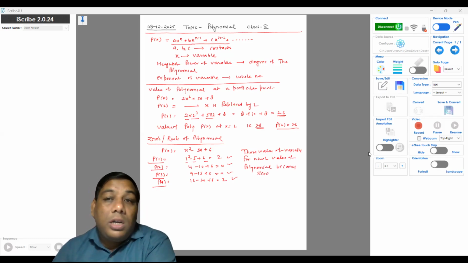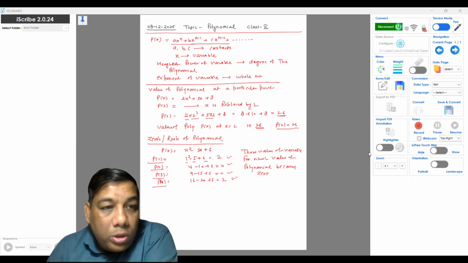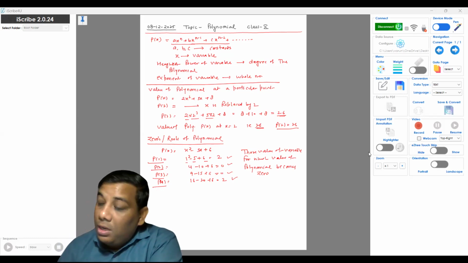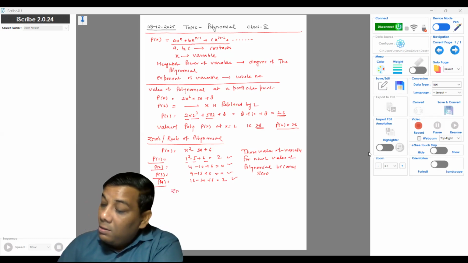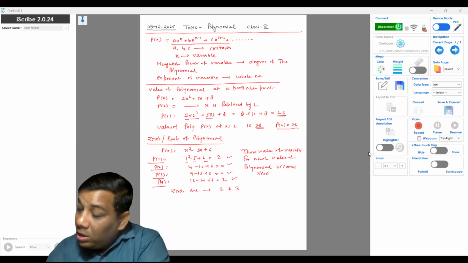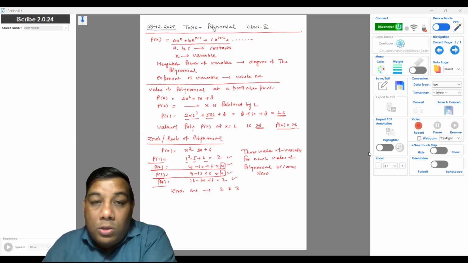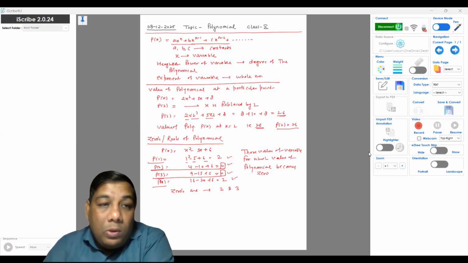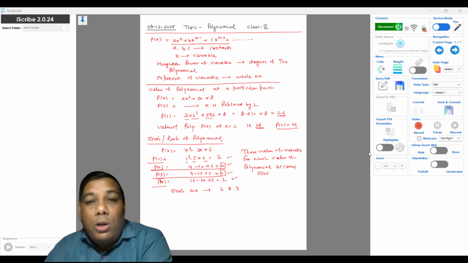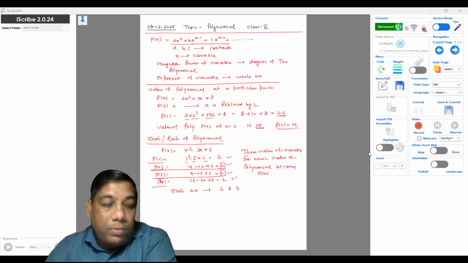Those values of the variable for which the value of the polynomial becomes 0 are known as the zeros of the polynomial. So here the zeros are 2 and 3. Why 2 and 3? Because at x equal to 2 the value of the polynomial becomes 0, and at x equal to 3 the value of the polynomial becomes 0. So 2 and 3 are the values of the variable for which the value of the polynomial becomes 0. These are called the roots or zeros of the polynomial.